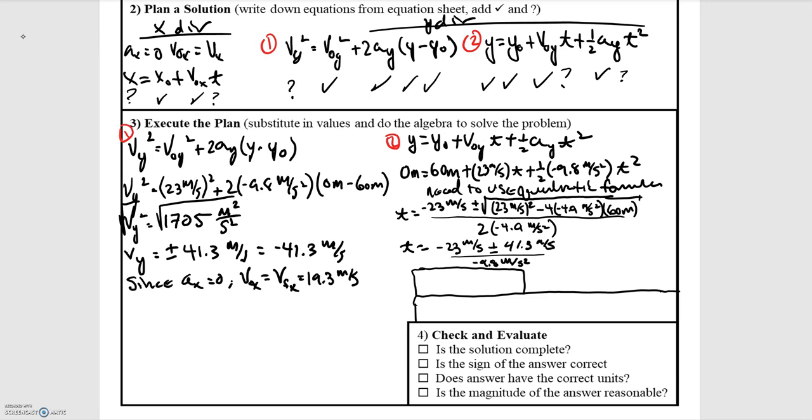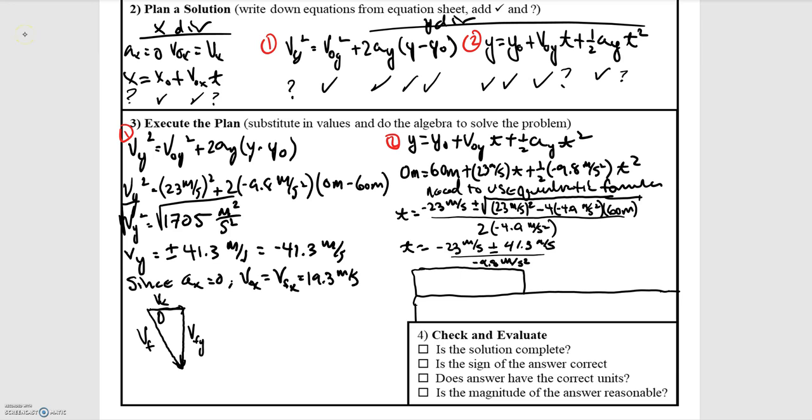The other thing we need to determine the overall velocity is the velocity component in the x direction. We know that since there's no acceleration in the x direction, because this is projectile motion, the initial velocity is equal to the final velocity, which is equal to 19.3 meters per second. So we know the component velocity vectors, so we need to add them to get the resultant vector. So we start by drawing the x component first, and then we go tip to tail for the y component. And then to get the resultant, we go from the tail of the first to the tip of the second, and that gives us our overall final velocity.